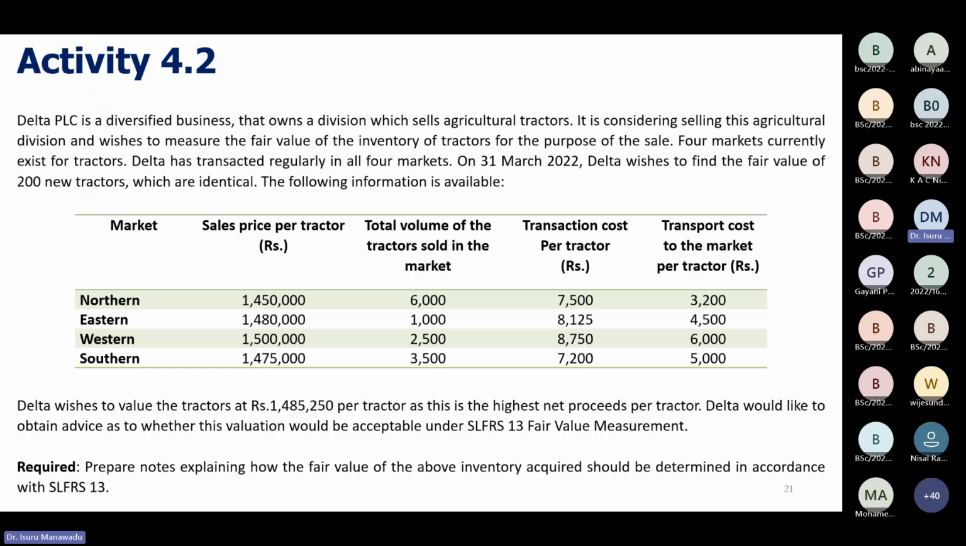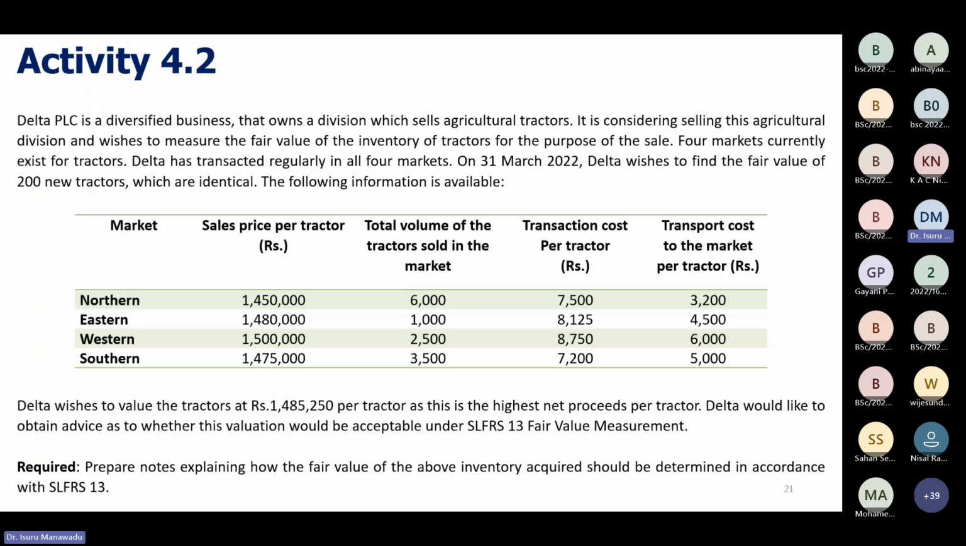Sale price per tractor: Northern Province 1,480,000, Western Province 1.5 million, Southern Province 1.75 million, and 1.475 million. The total volume of the tractors sold in the market: 6,000, 1,000, 2,005, 3,005. What is the principal market? Northern. Yes, Northern Province is the principal market.